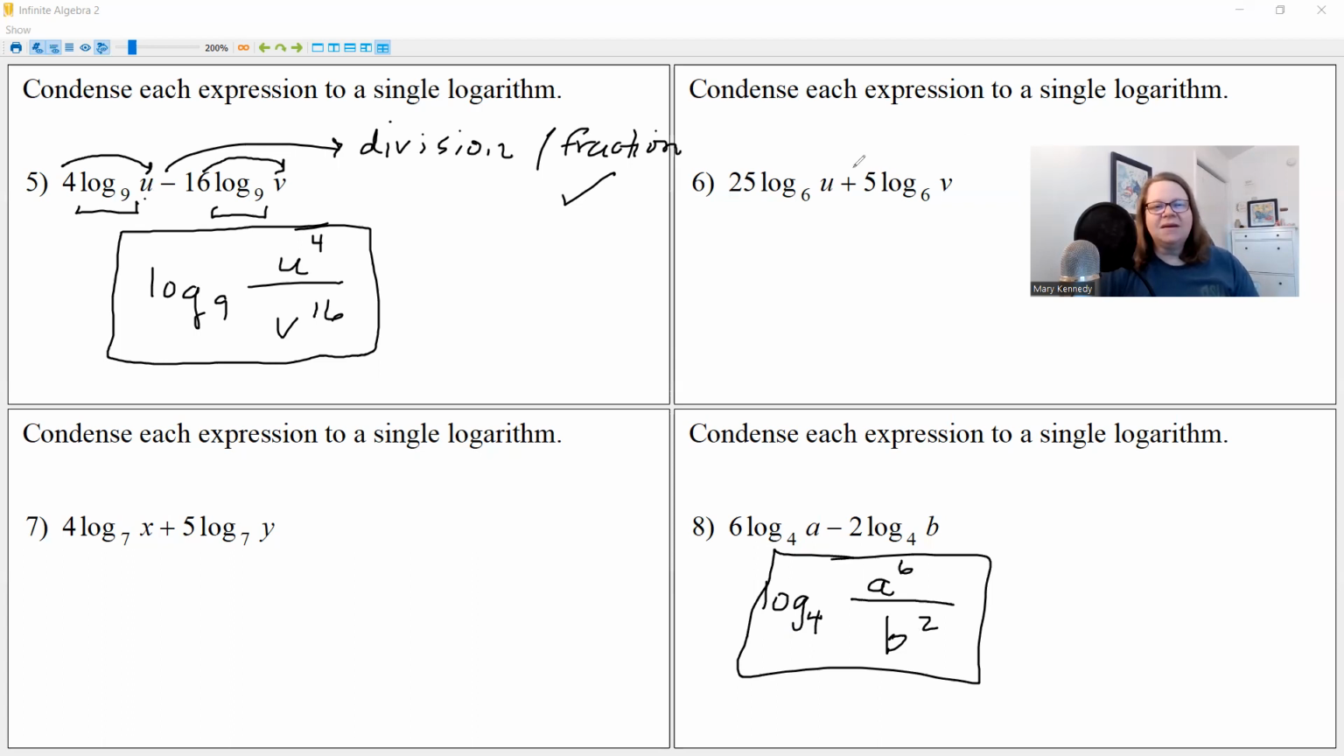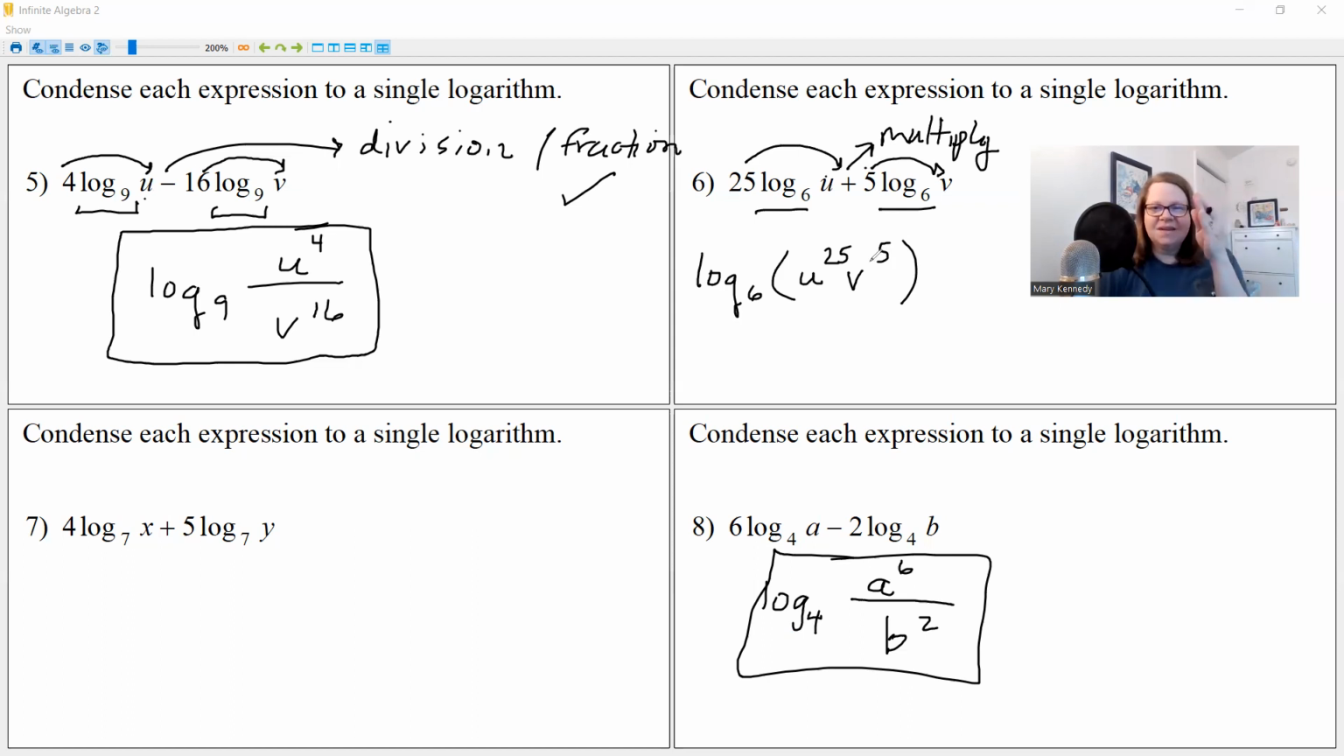Okay. So when you have a plus sign, that means you're multiplying. So we still have log base 6, log base 6. We still have the same log bases. So that means we can write that down. And then we have u to the 25th power and v to the 5th power. Remember, the number in front becomes the exponent for that thing. Okay. And these are being multiplied together, so they just sit next to each other. There's no sign in between them, so that we know that we're multiplying here.